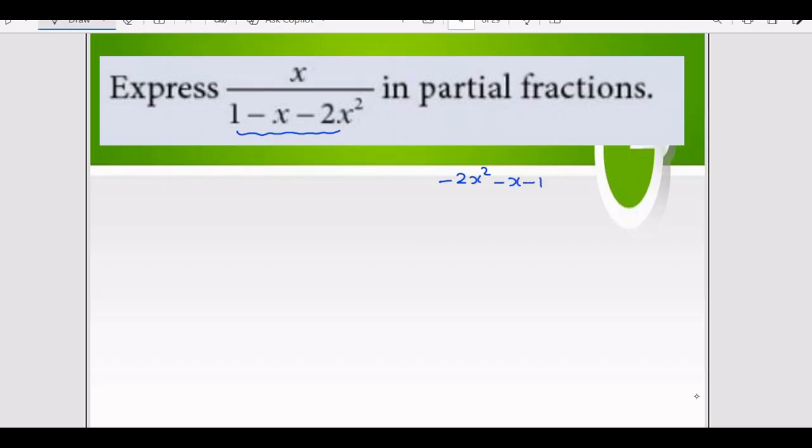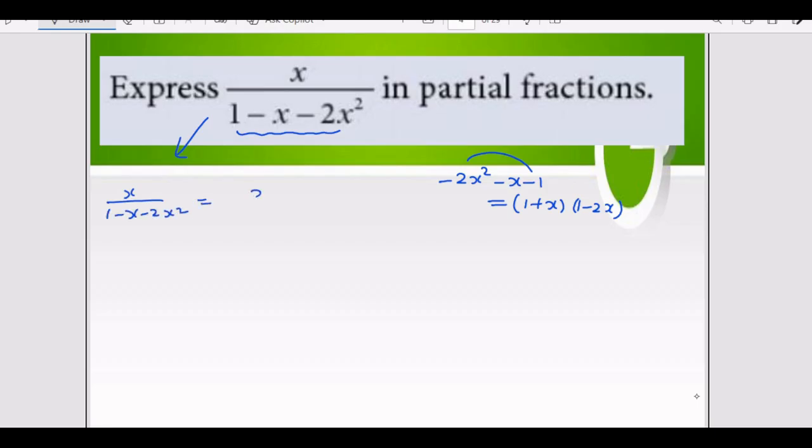So when you make the factors of this, we need the terms as negative 2 and positive 1 here, right? So the factors of this come out as (1 plus x) and (1 minus 2x). So we can replace this fraction that we are given, x over 1 minus x minus 2x squared, with these factors.